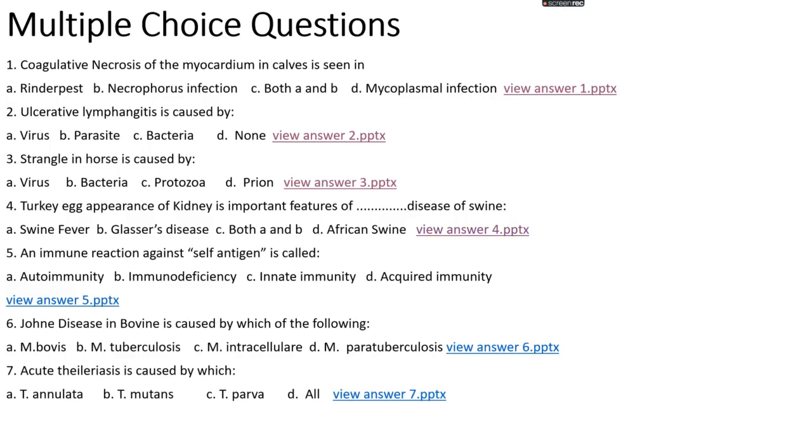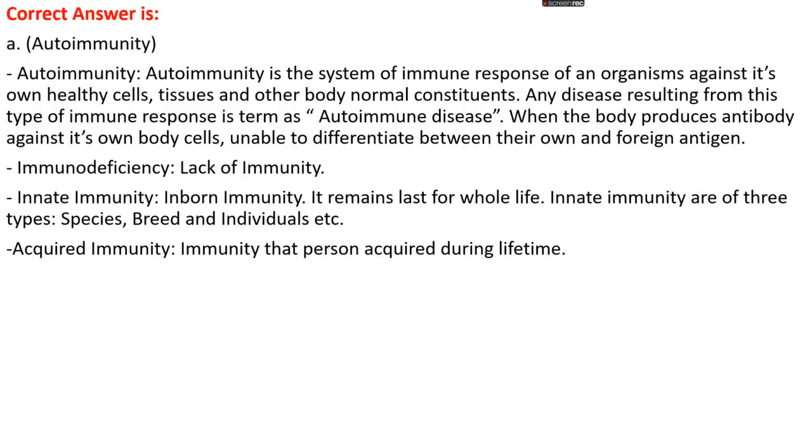Okay. Question number 5. An immune reaction against a self-antigen is called option A, autoimmunity, option B, immunodeficiency, option C, innate immunity, or option D, acquired immunity. The right answer is option A, that is autoimmunity.